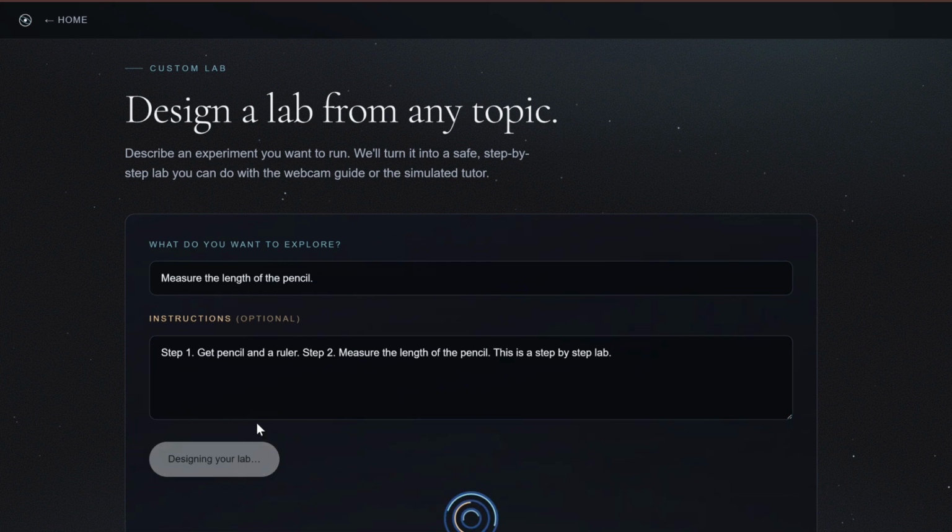Normally designing a lab takes about 30 seconds to 1 minute, and of course it depends on the complexity of the lab. For this lab, I already gave an instruction, and also the topic is very easy, so it might take about 1 minute. So, while it's generating, I'm going to talk more about how this AI lab works.